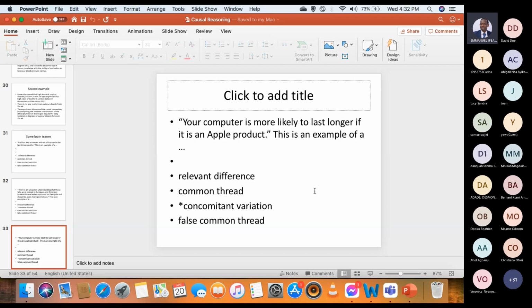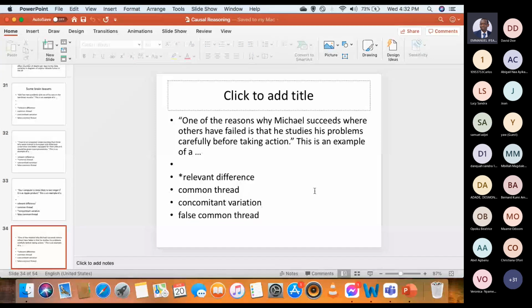Okay. One of the reasons why Michael succeeds where others have failed is that he studies his problems carefully before taking action. Why Michael succeeds where others failed. This is an example of what? Relevant difference, common thread, concomitant variation, false common thread. So that's relevant difference, you know.